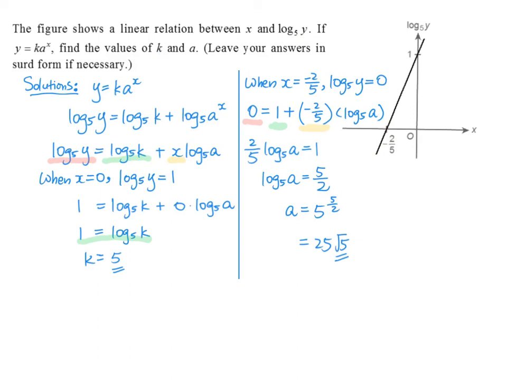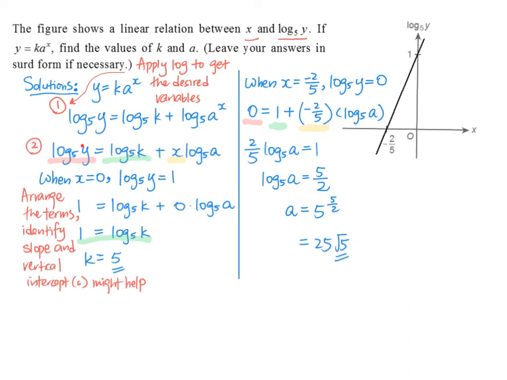So let's summarize a bit on the procedures of this kind of question. First step, you apply log to the original function to get the desired variables. What are the desired variables? x and log base 5 of y. So we have to do some algebra here. The next step is you arrange the terms so that it's easy for you to identify y equals mx plus c, the vertical intercept, this one, and slope. It might help. And finally, you substitute the points on the graph to calculate the unknowns, or maybe using the slope or the vertical intercept may help.